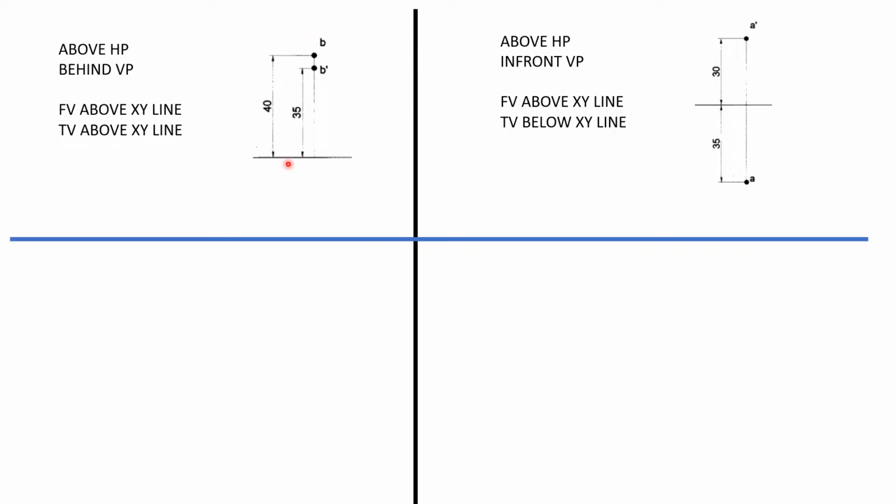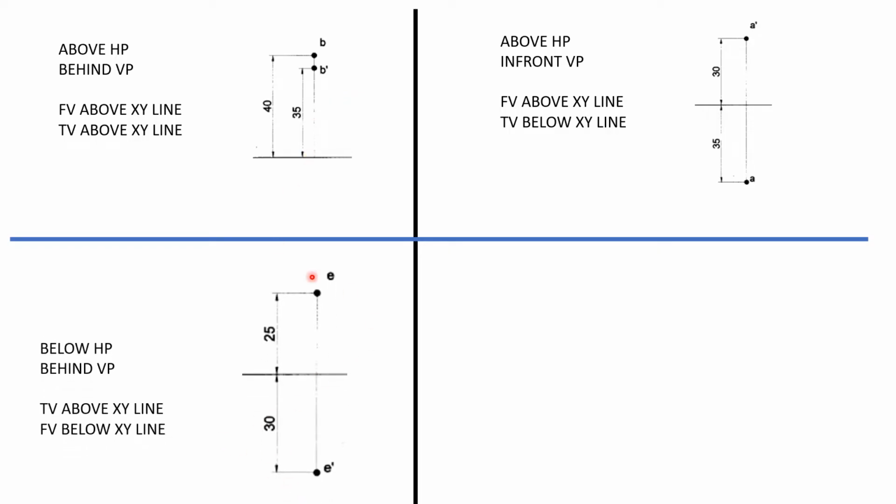So in order to state that, we have given it here as a point 35 mm above and 40 mm behind. So the front and top view both will lie above the XY line. So when it comes to the third quadrant, this region, we'll say it is behind VP only and below HP.